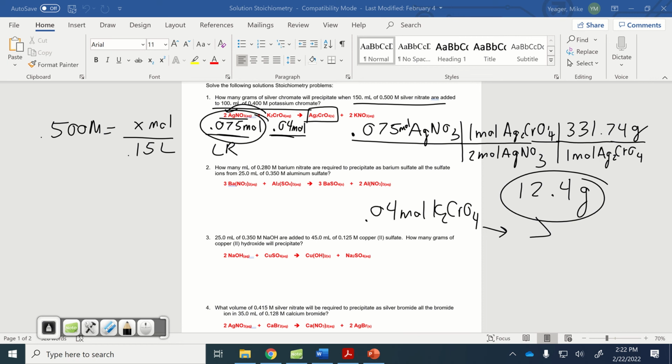It would be 0.04 times 331.74. Potassium chromate can produce 13.3 grams, which is more than 12.4, so the 12.4 is my correct answer. So that's basically the process. Obviously practice a lot more with them, but those are your 2 basic setups, and we can go from there. Thank you very much.